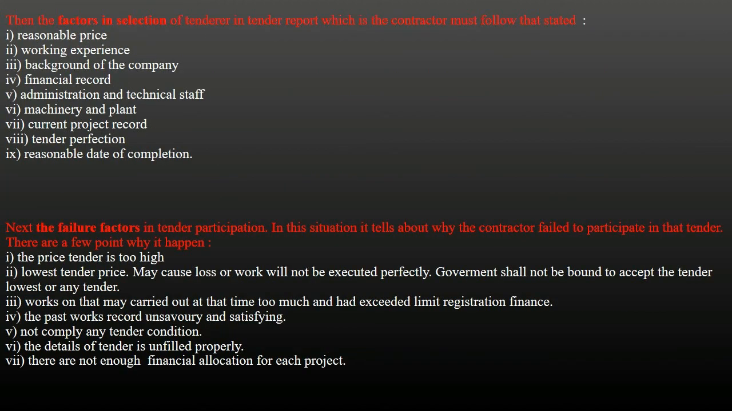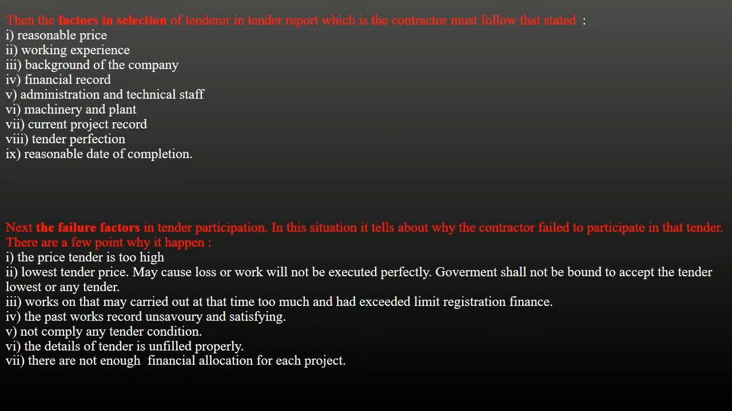Then the factors in selection of a tenderer in the tender report, which the contractor must follow. Number one is a reasonable price. Number two is working experience. Number three is the background of the company. Number four is financial record. Number five is administration and technical staff. Number six is machinery and plant. Number seven is current project record. Number eight is tender perfection, and the last one is a reasonable date of completion.